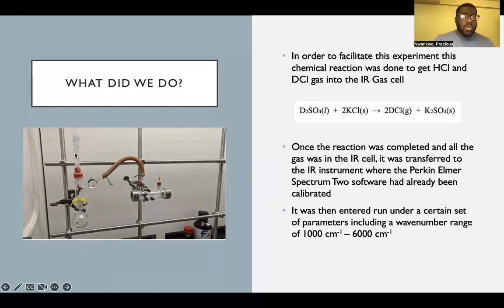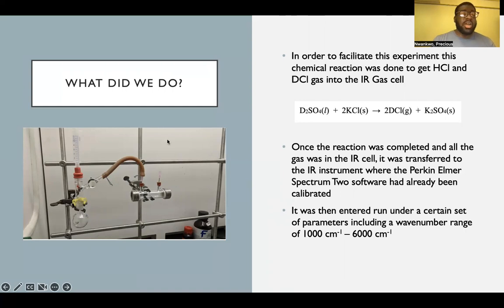Our D2SO4 was put into our syringe here. Our potassium chloride was put into our round bottom flask in the solid form. The D2SO4 was then added dropwise into our KCl. Inside this round bottom flask, once the experiment is up and going, we'll be creating K2SO4 solid here. Although what we actually want is the DCl gas that will be created, and that DCl gas will then travel through this apparatus into our IR gas cell.